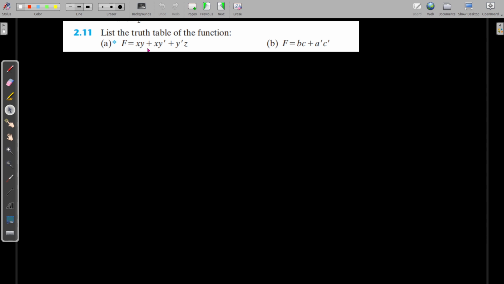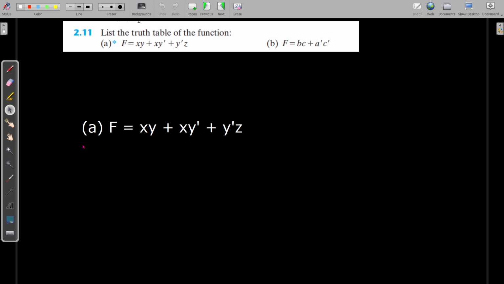Now we are going to solve problem 2.11 from Digital Design by Morris Mano's 5th edition. The question is to list the truth table of the functions. The first one is function F = XY + XY' + Y'Z. And the second one is function F = BC + A'C'. Now let's get started with the first function. F = XY + XY' + Y'Z.